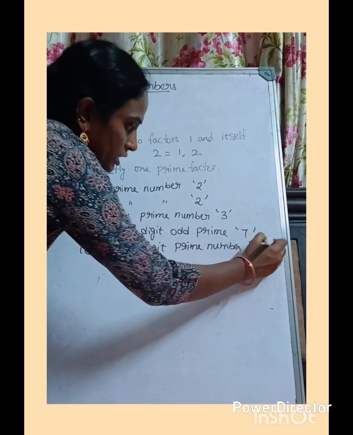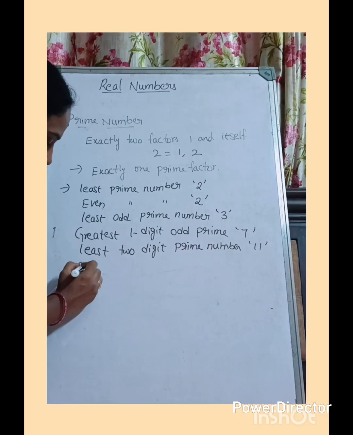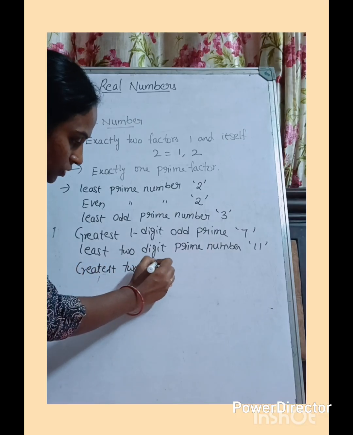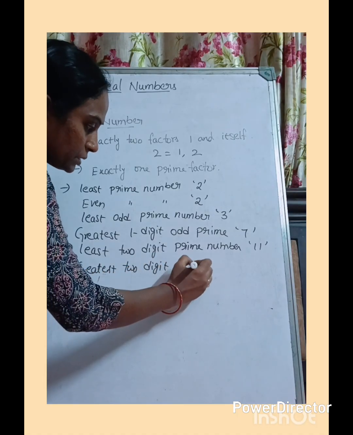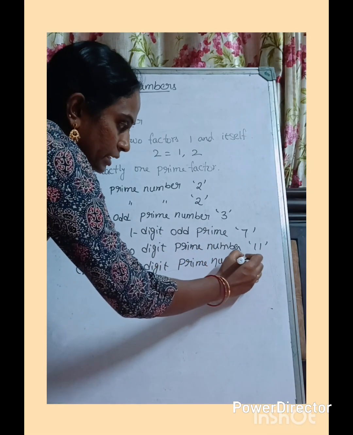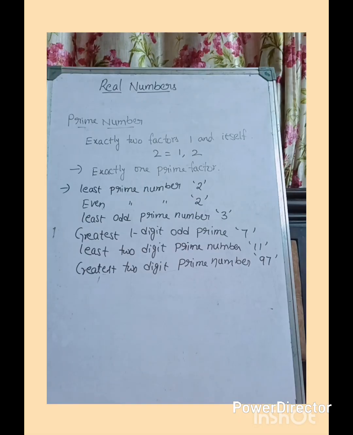Yes. So the least 2 digit prime number is what? 11. Next one, greatest 2 digit prime number. It is nothing but 97. We should not write 99. 99 is a composite number. Greatest 2 digit prime number is what? 97. So how are they going to ask the question here?